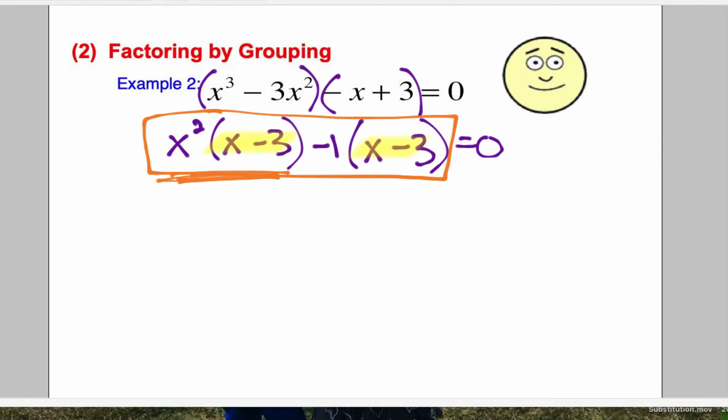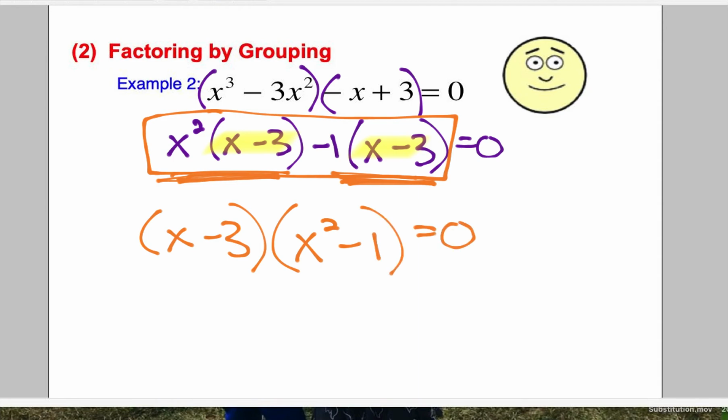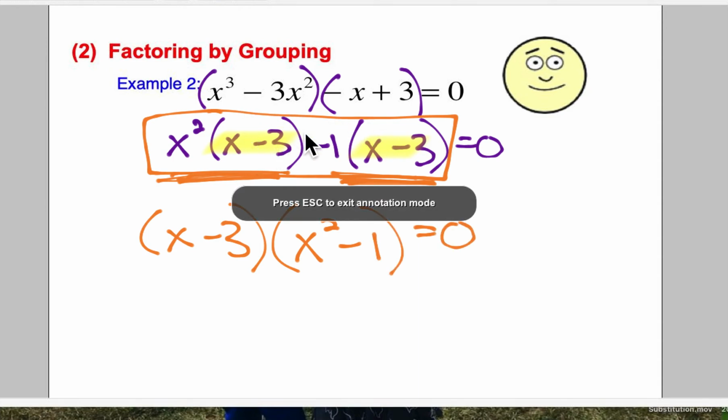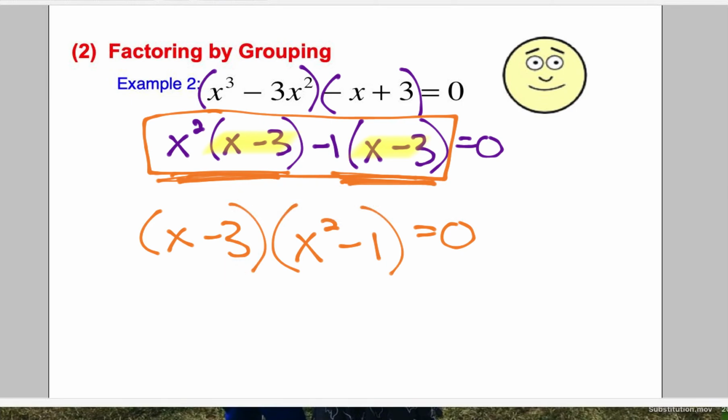What does this term have in common with this term? They both have x minus 3 in common. So I'm going to pull out x minus 3, and it's going to leave me with x squared minus 1. So basically, these two things are in common with both terms, so I pull it out, just like we pulled out x squared and negative 1 here. And I'm actually left with something that is in factored form versus standard form, which is how the problem started, that I can solve for, because I only have two factors.